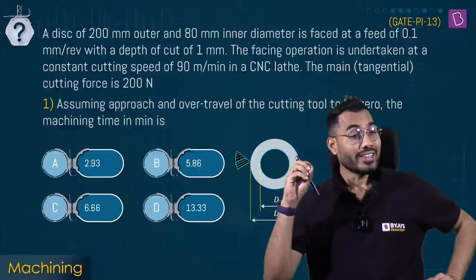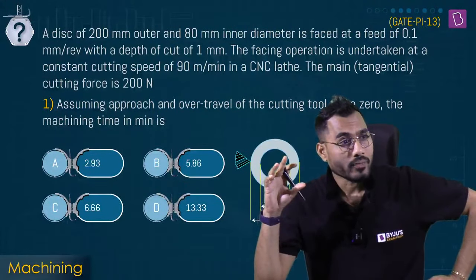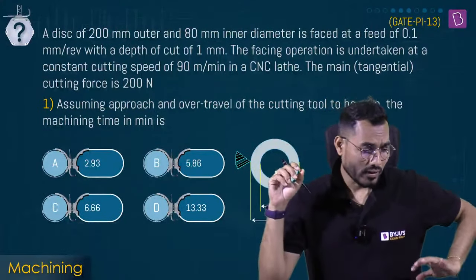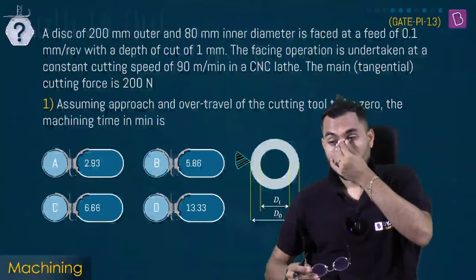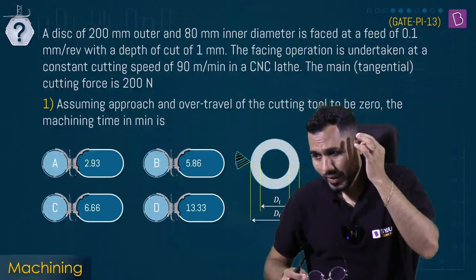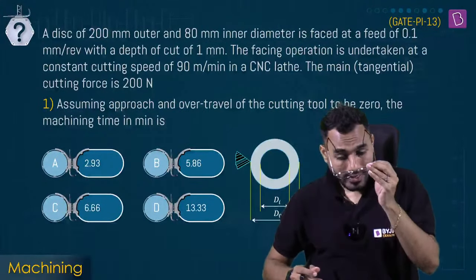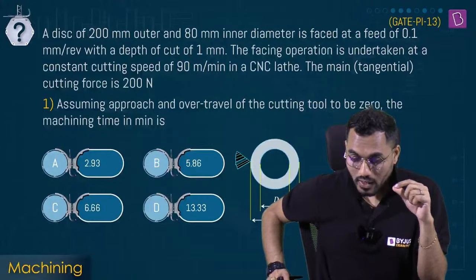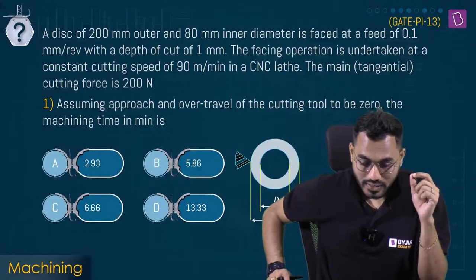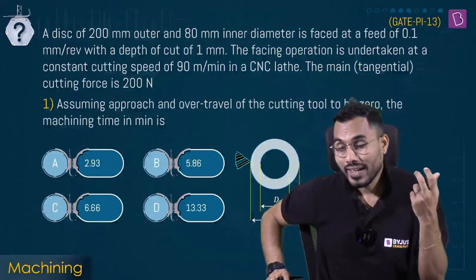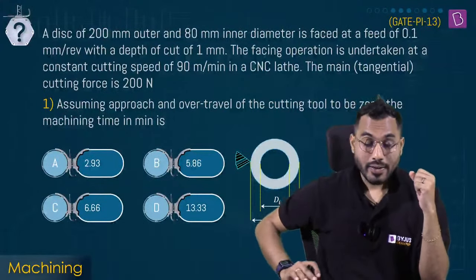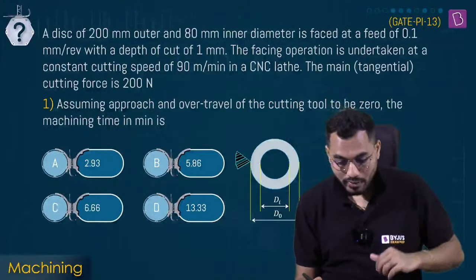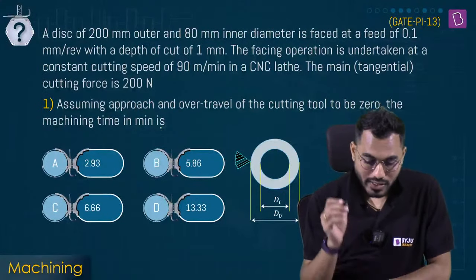There is a disc of 200 mm. But you have to do practice, Rajat. Without practice, it is highly impossible. A disc of 200 mm outside diameter and 80 mm inside diameter is faced at a feed of 0.1 mm per revolution with a depth of cut of 1 millimeter. The facing operation is undertaken at a constant cutting speed of 90 meter per minute in a CNC lathe machine. The main and tangential cutting force is 200 Newton. Assume approach and over travel of the turning tool to be 0. There is no approach and no over travel. What will be the machining time in minutes?